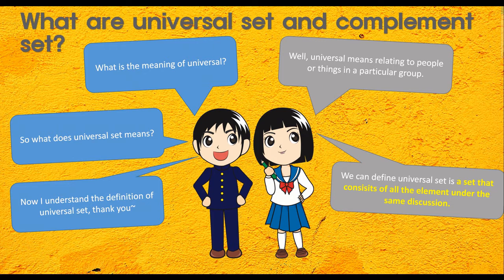Thank you. So girls, do you understand the meaning of the universal set? According to this girl, the definition of the universal set is a set that consists of all the elements under the same discussion. Which means if we discuss some phenomena, like for example, I want to know all the names of the students in one class, the elements in the universal set are the 19 names which came from one class. Okay, so that will be my universal set.